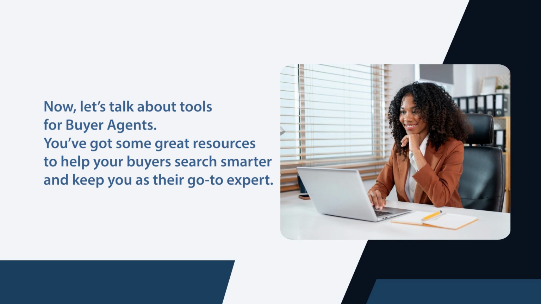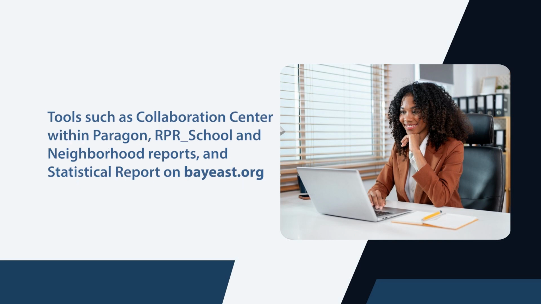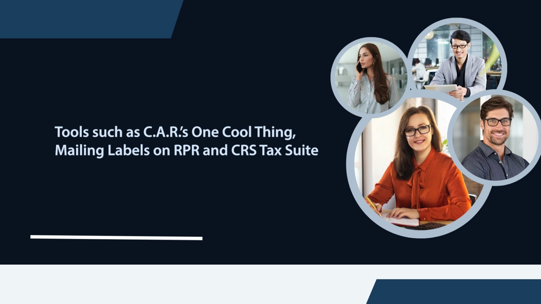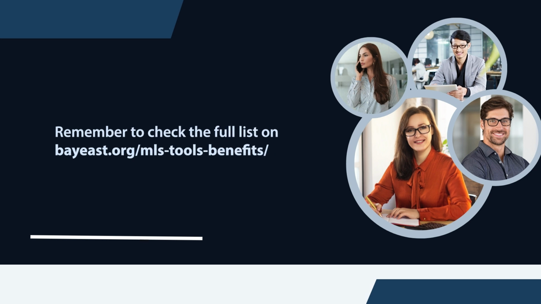Now let's talk about tools for buyer agents. You've got some great resources to help your buyers search smarter and keep you as their go-to expert. Tools such as Collab Center within Paragon, RPR School and Neighborhood Reports, and Statistical Report on bayeast.org. Finally, let's talk marketing. Whether you're farming a neighborhood, preparing for an open house, or trying to grow your sphere, you have tools to help you generate new leads and stay top of mind with your database. Tools such as CAR's One Cool Thing, mailing labels on RPR and CRS Tax Suite. Remember to check the full list on bayeast.org.